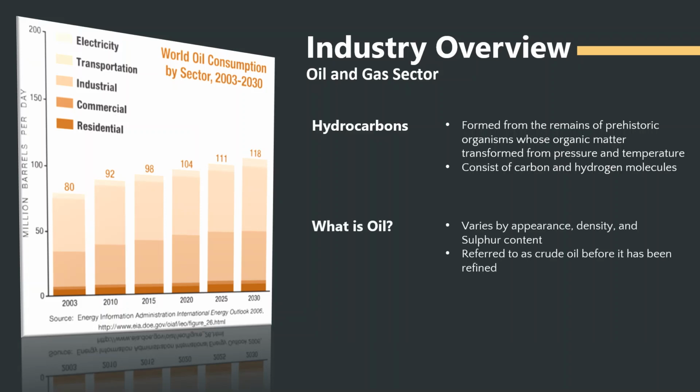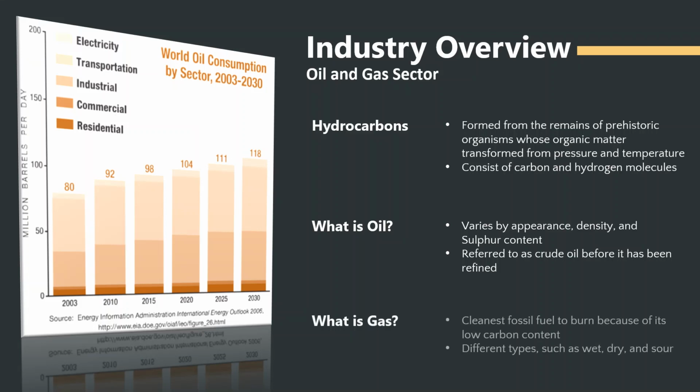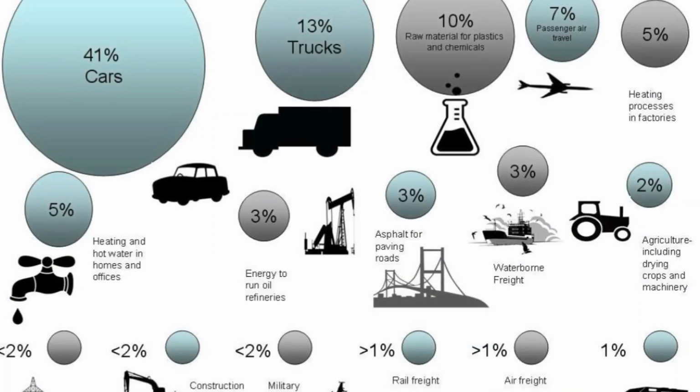Oil in particular varies by appearance, density, and sulfur content, which are all priced differently. This substance is referred to as crude oil because it has not been refined. Finally, gas is a mixture of different hydrocarbons. It is one of the cleanest fossil fuels to burn because of its low carbon content, and it also appears in different types, such as wet, dry, and sour, which differ by their composition of elements. As you can see from this diagram, energy fuels the world we live in, from vehicles to machines to even plastic and chemicals.